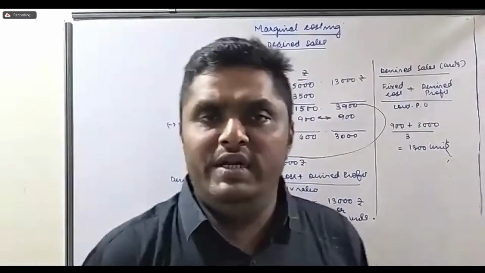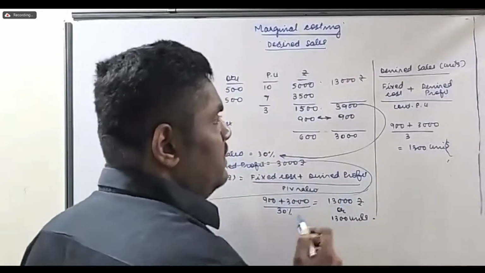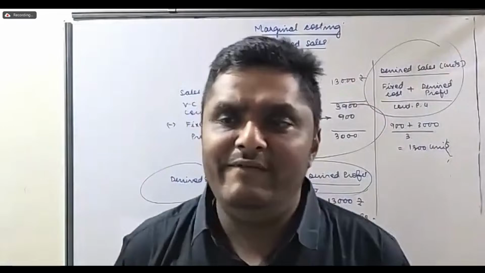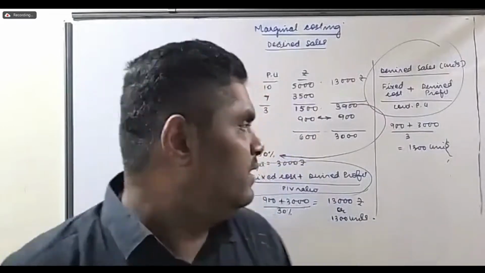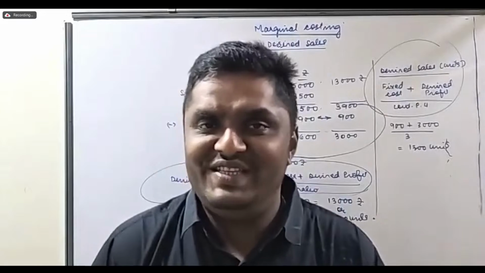This is all about desired sales. This is the formula for desired sales in units, sorry, in rupees and in units. How are these formulas derived? I hope you guys are thorough with this part. I request you guys to copy this explanation. Thereafter, we'll start with the next part.